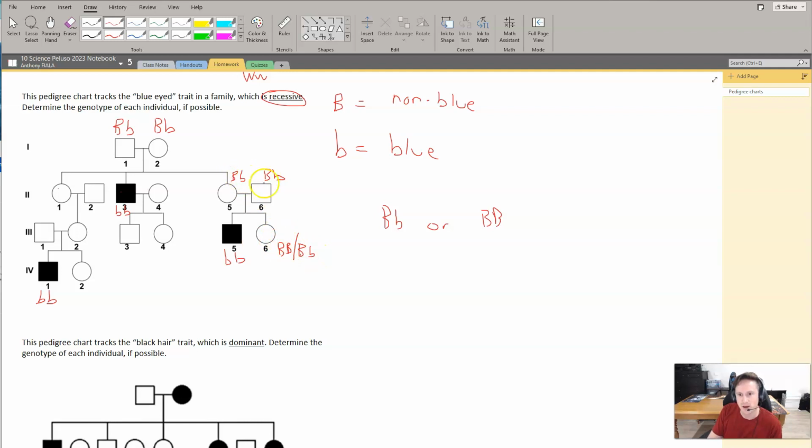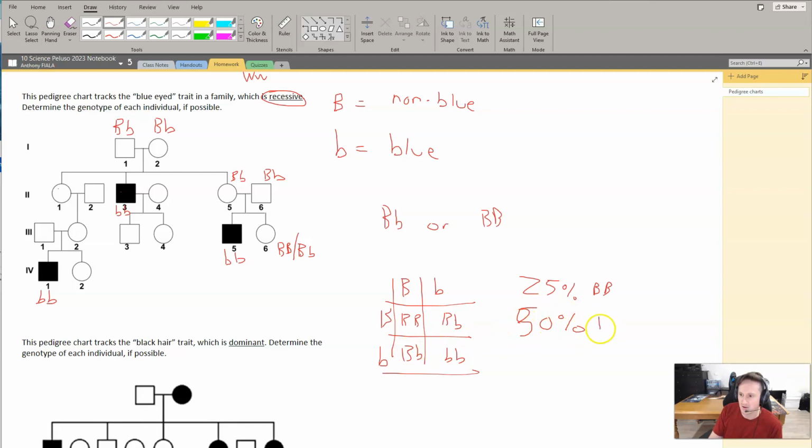Because if we do a Punnett square for heterozygous, you can have big B, big B, big B, little b, big B, little b, little b, little b. So there's a 25% chance of big B, big B, and a 25 plus 25 is a 50% chance of big B, little b. So what I'm saying is you can't say which one it is, you don't know. And that's a valid answer, okay? You don't know all of them.